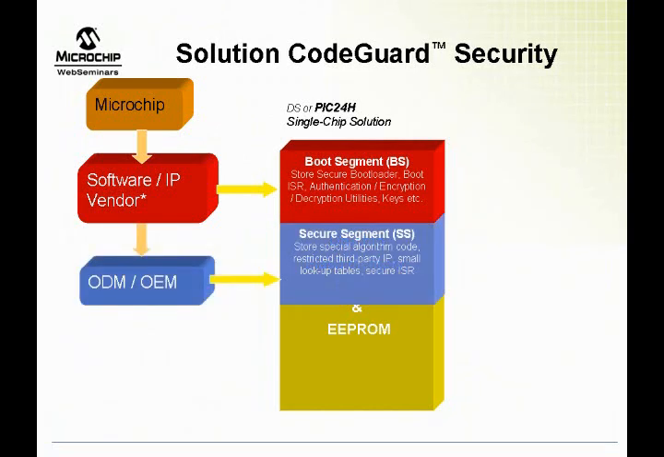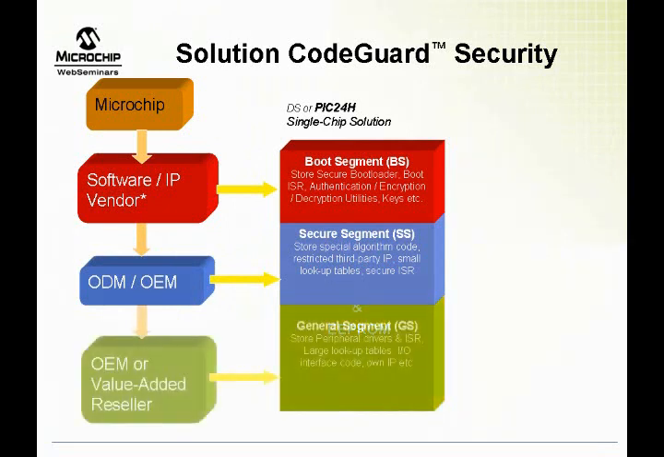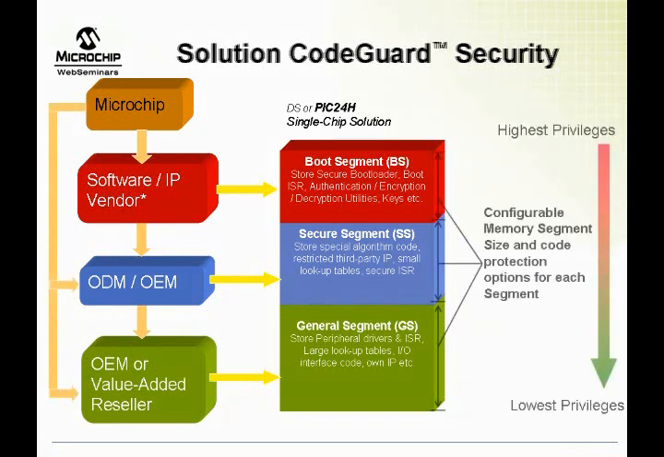Each party involved in a component of system design may store their code in a segment of flash memory as shown in this picture. Further, any one party may program a higher privilege segment of memory on the microcontroller and provide it to the other party for further application development and testing. In the dsPIC DSC, flash may be segmented into a boot segment, a secure segment, and a general segment. The boot segment has the highest privileges and may be ideal to store a secure bootloader or some authentication and encryption algorithms that provide a secure flash update service.